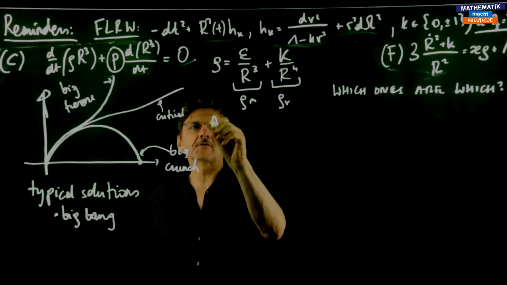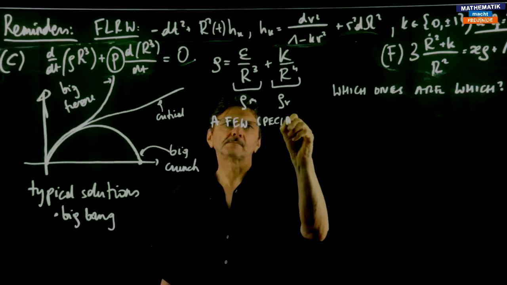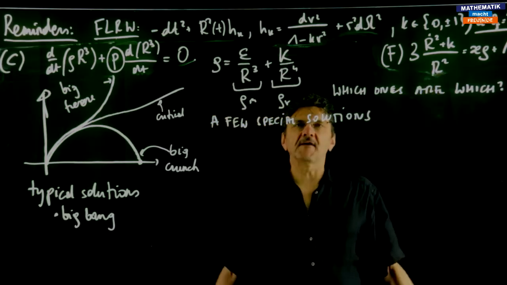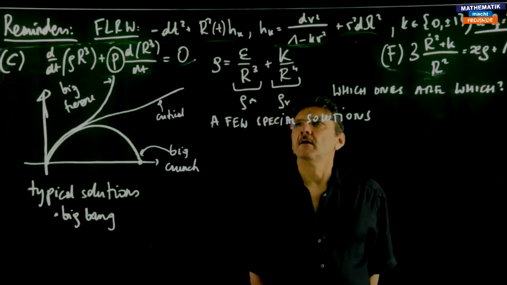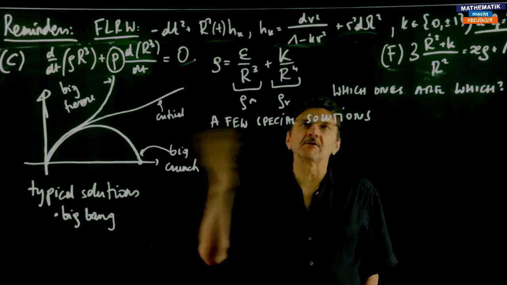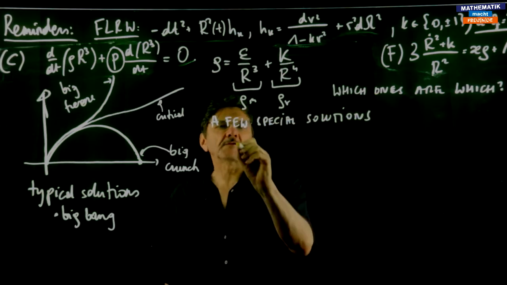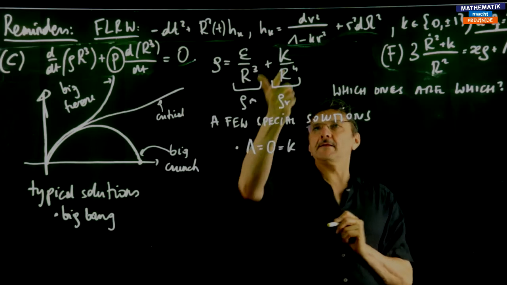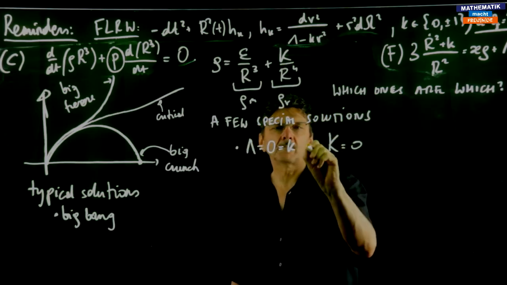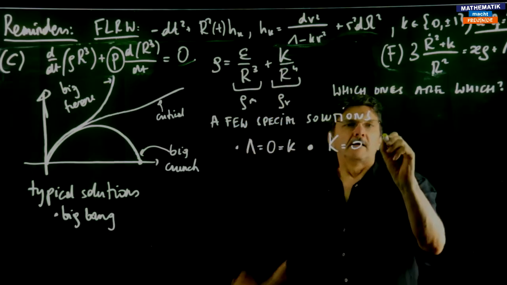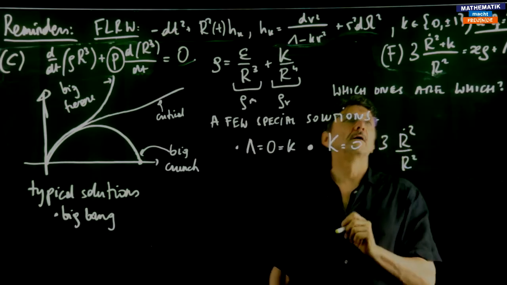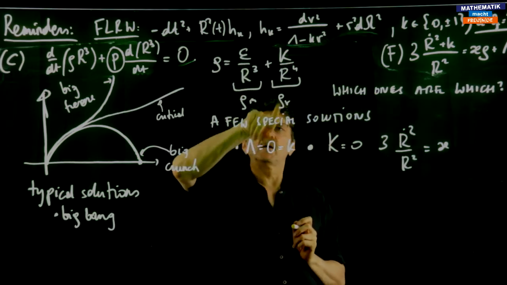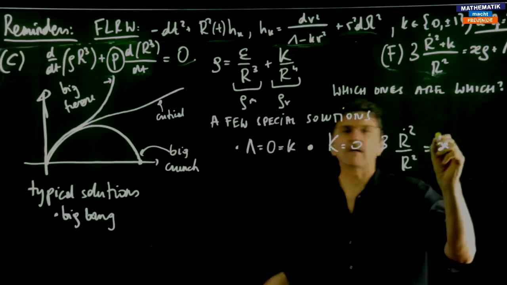And so let's look at a few special solutions. Well, this equation, you can in fact find a few explicit solutions. But as I said, generically you need numerics. So the simplest ones would be lambda equals zero equals k, and say capital K equals zero as well. Then we get 3 r dot square over r square. K is 0, this is gone. Lambda is gone, so we only get kappa rho. And kappa rho, since big K is also gone, we get kappa epsilon over r cube.